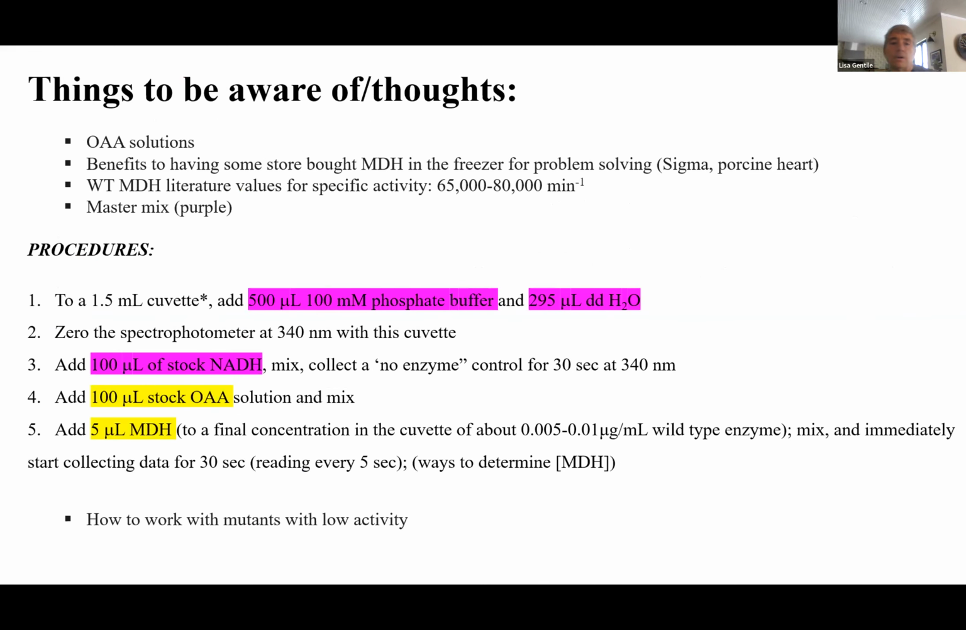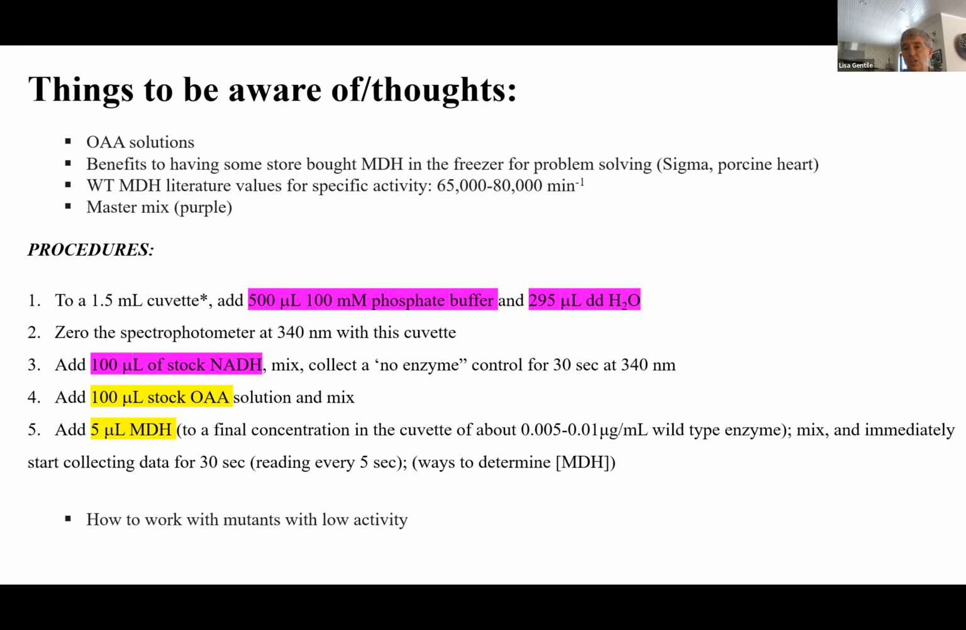And so, things to be aware of, things to talk about. Again, the oxaloacetate solutions we've talked about, just making sure that they're fresh and that they're cold. I like to have some store-bought MDH around just in case the enzyme that I'm using is dead. It helps me problem solve. And I said, put the store-bought MDH in the freezer, and so I want to talk about that.